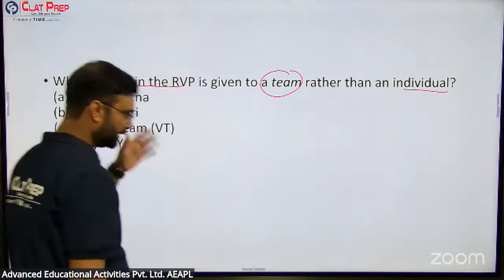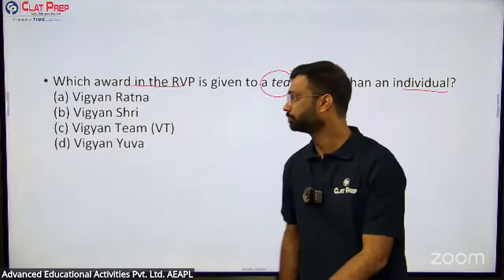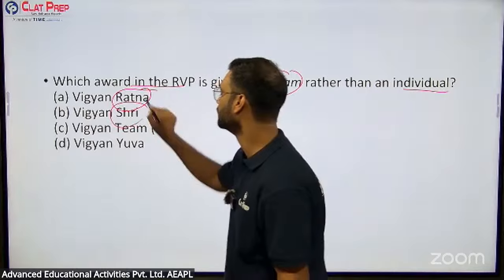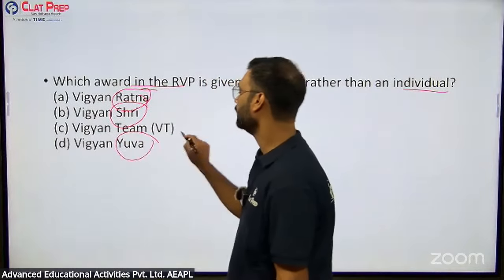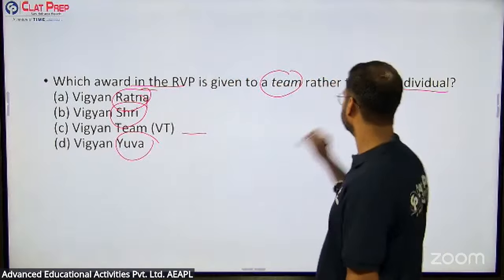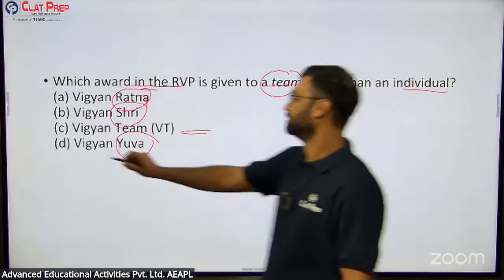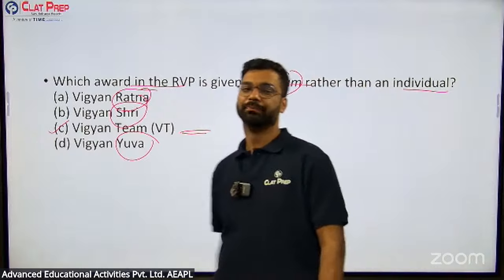Now, which award in the RVP, Rashtriya Vigyan Puraskar, is given to a team rather than to an individual? Again, if you look at the options, what are the options here? Vigyan Ratna, Vigyan Shri, Vigyan Yuva, and Vigyan Team. Just match those terms here. You just have to read the options properly.